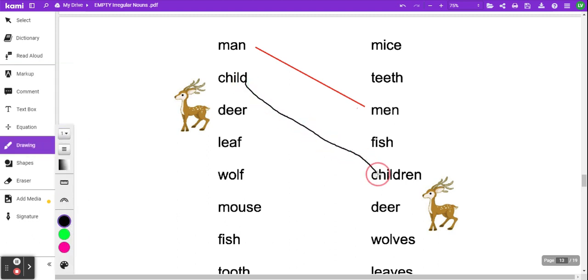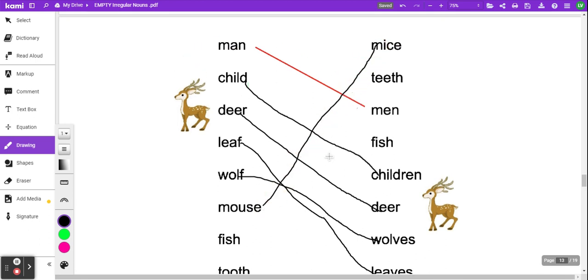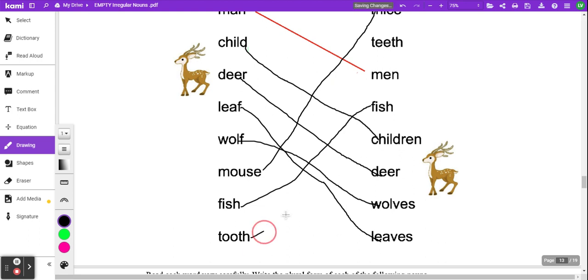So, child and children. Deer and deer. Leaf, leaves. Wolf, wolves. You know what is a wolf? Lobo. Mouse, mice. Fish, fish. And then tooth, teeth. Recuerda, tooth es uno, teeth son todos o varios. My teeth hurt, me duelen los dientes. My tooth hurts, me duele el diente.